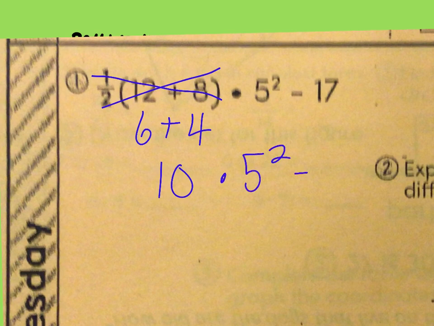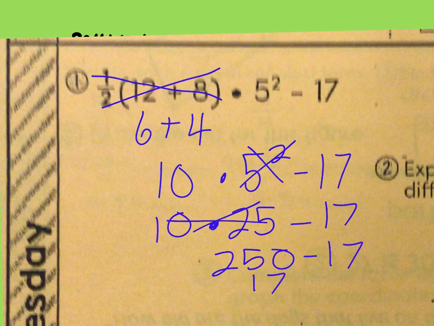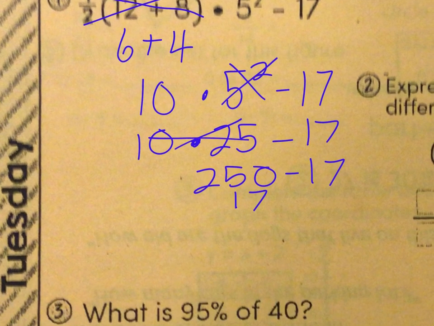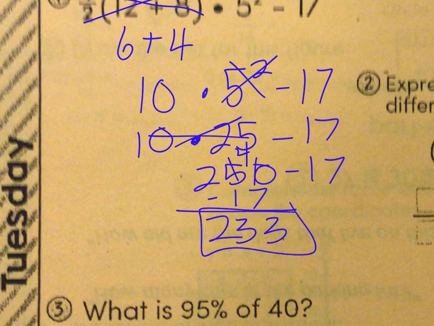5 squared minus 17. So we have to do exponents first. So 5 squared is 25. That's gone. We have 10 times 25 minus 17. And 10 times 25 is 250 minus 17. So we're going to minus 17 from that. Give myself a little bit more room here. 233 is our answer. So, not too difficult if you just remember that you have to follow the order of operations: grouping, exponents, divide and multiply, and then add and subtract.